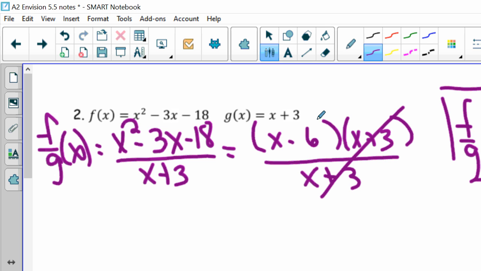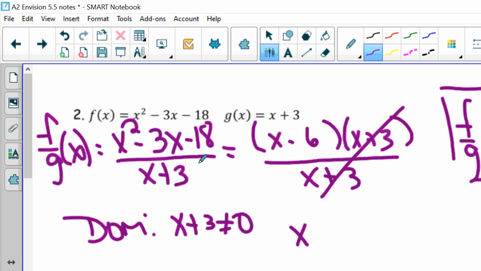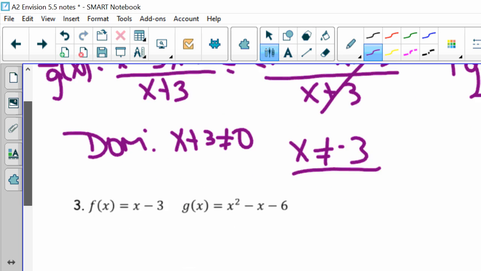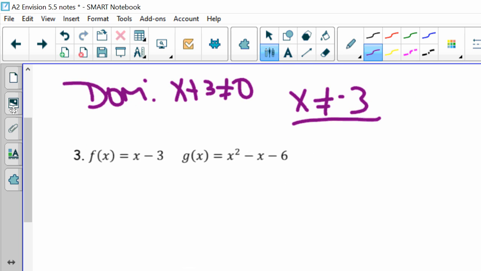And now I need my domain. For the domain, I go back to the original one before I canceled anything. X plus 3 cannot equal 0, so x cannot equal negative 3. There's our domain. So again, remember to find the domain from the original before you reduce. Let's do one more for today.